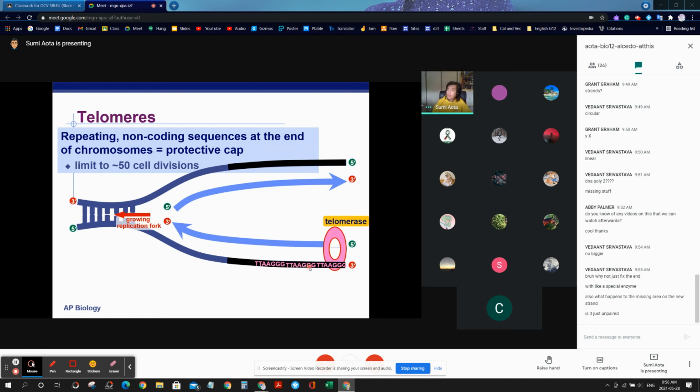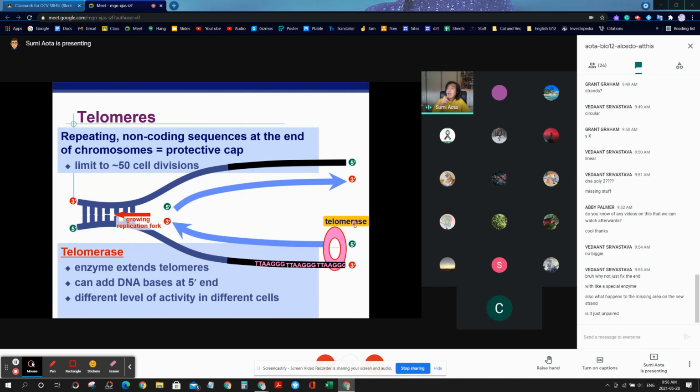Okay, so the enzyme that builds the telomere is this one called telomerase. Okay, and it is the enzyme that extends telomeres. Okay, this is the only enzyme we have that can add bases at the 5' end. However, its activity in mature cells basically is non-existent.